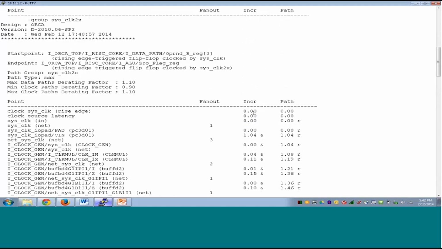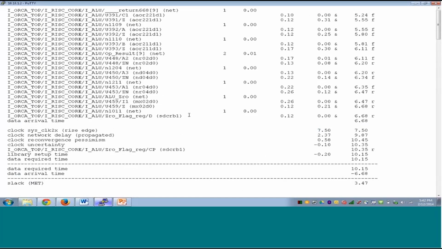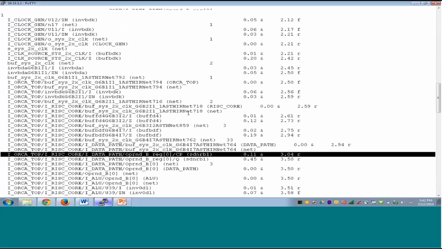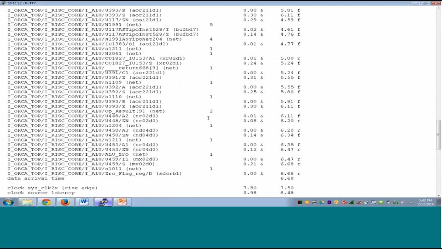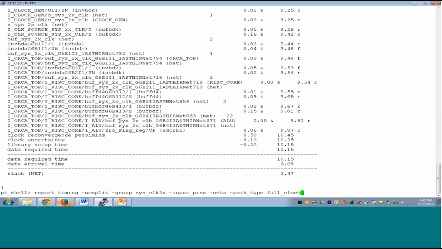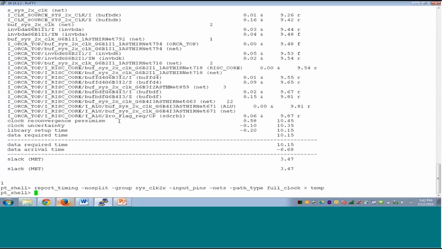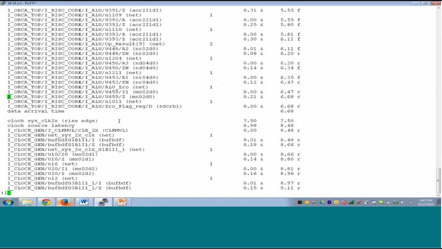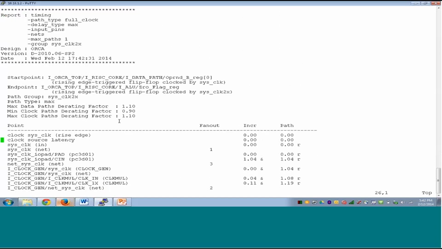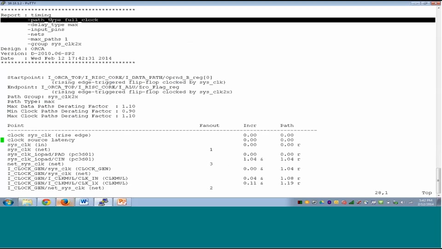Now the timing report starts from 0. In the earlier case, the timing report started right from 3.04 because the latency was 3.04. So by doing minus full clock, you can expand the clock logic. You can see the actual launch path. Let me output it to a report and we'll see this. So this is how you see the complete clock path. It also tells us what options you gave.